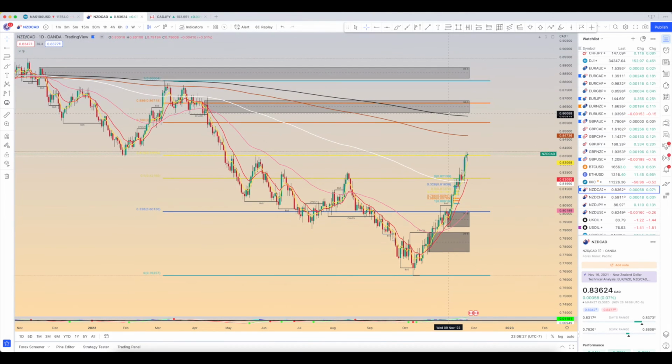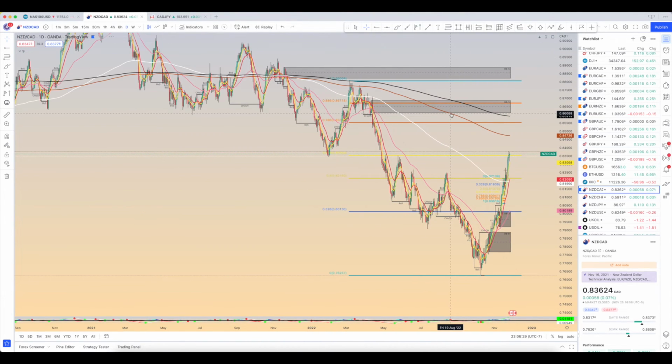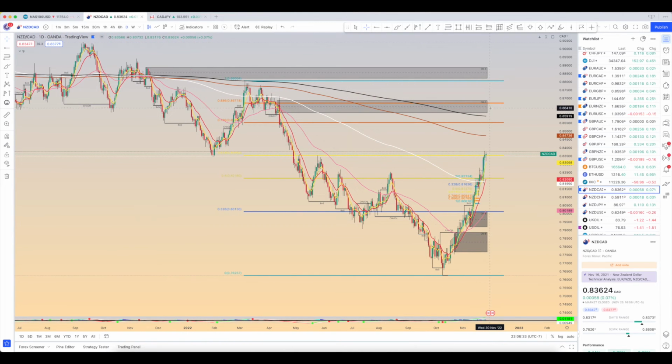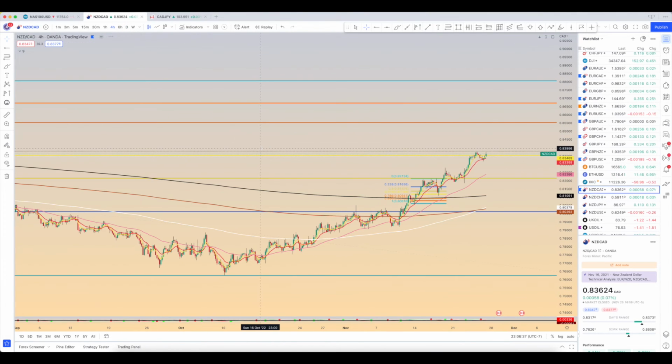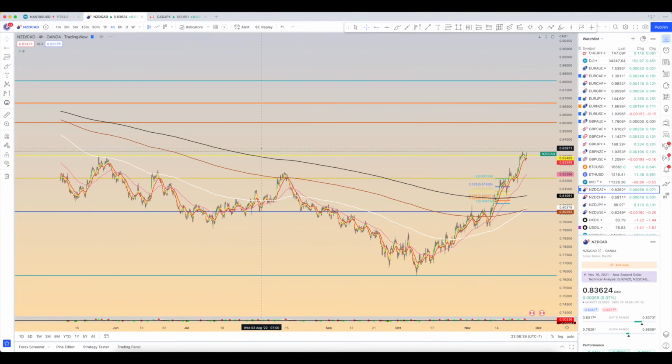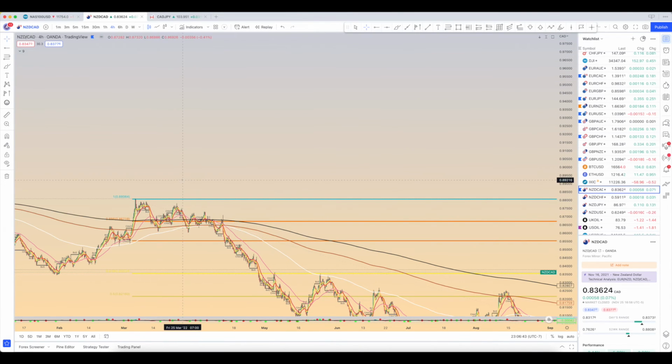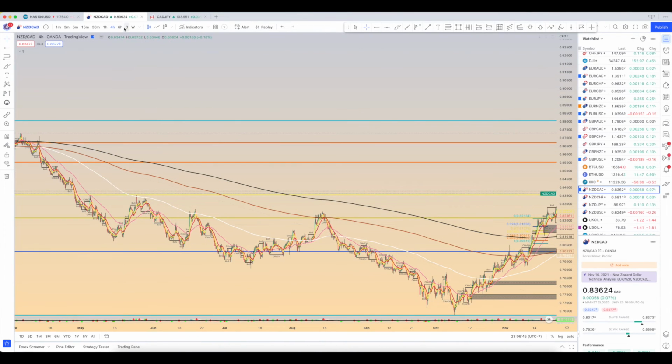Maybe even, no, it's not going to go that much higher. Probably this order block right here, that's a good potential chance. And off the 4-hour, I don't think they go this far back. No, it's okay.